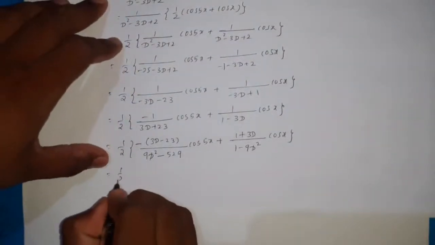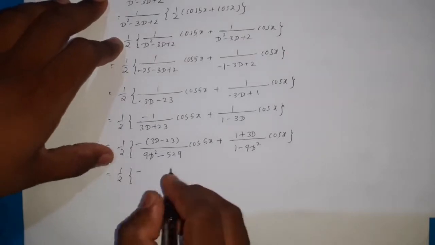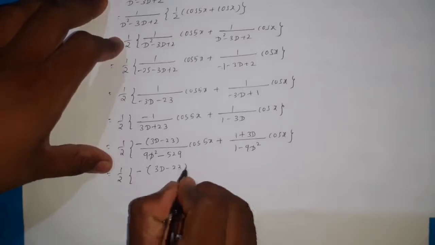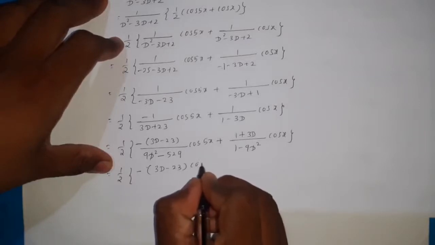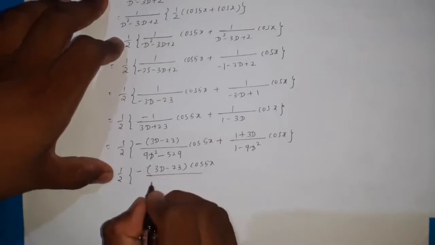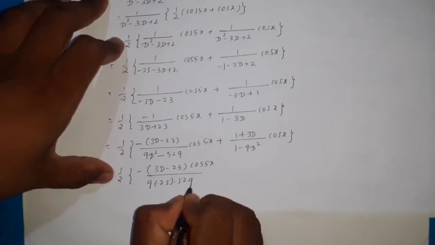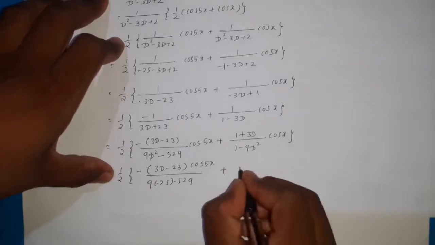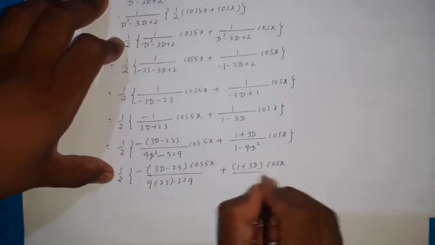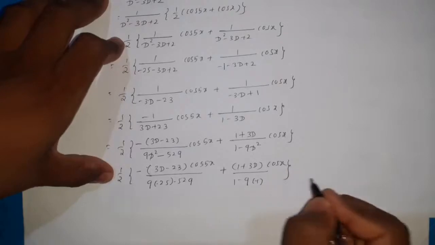So it is equal to 1 by 2 minus as it is. Now 3d minus 23 cos 5x divided by, here 9 into minus 25 minus 529, plus 1 plus 3d into cos x divided by 1 minus 9 minus 1.